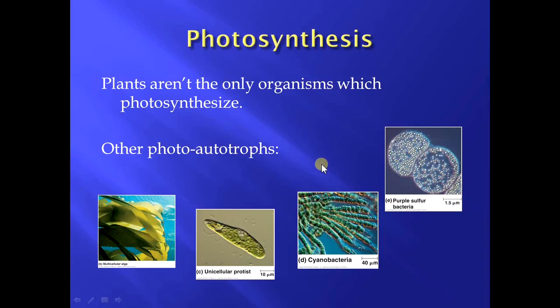And also remember that plants aren't the only organisms that photosynthesize. Of course, in fact, most organisms that photosynthesize are not plants. There's many of the protists, the seaweed, many single-celled protists like Euglena, and many of the bacteria are photoautotrophic as well. So photosynthesis is certainly not just a plant thing.